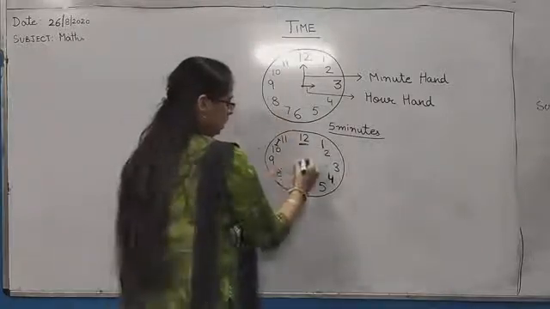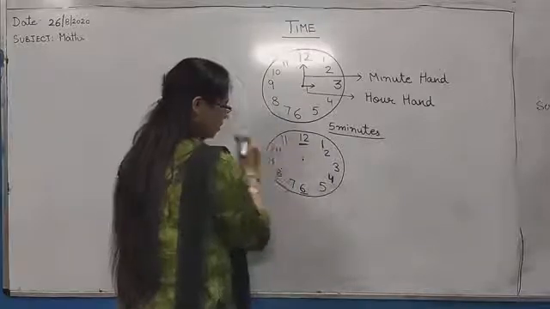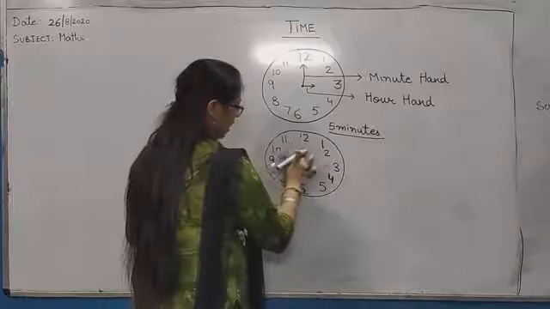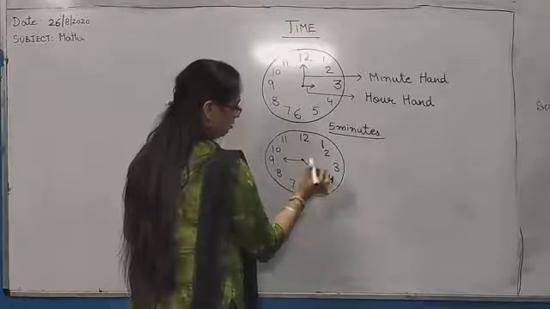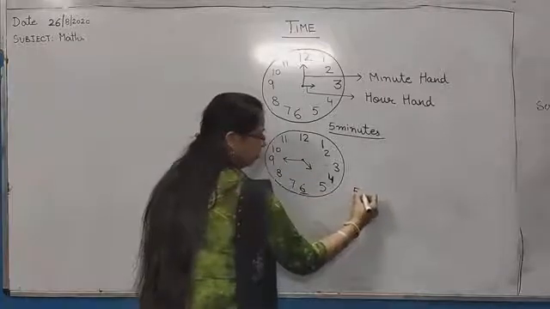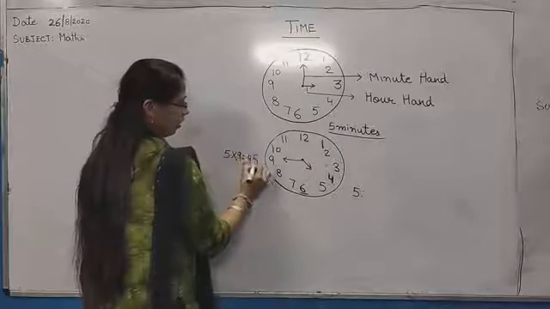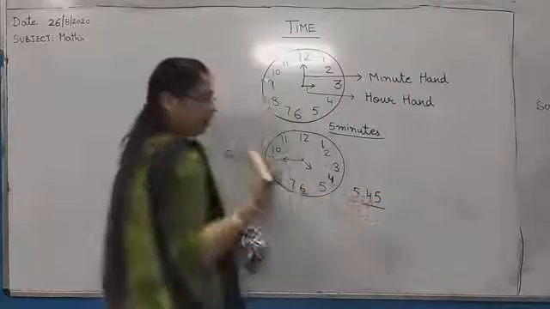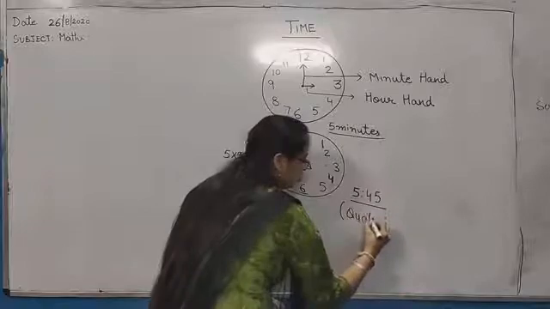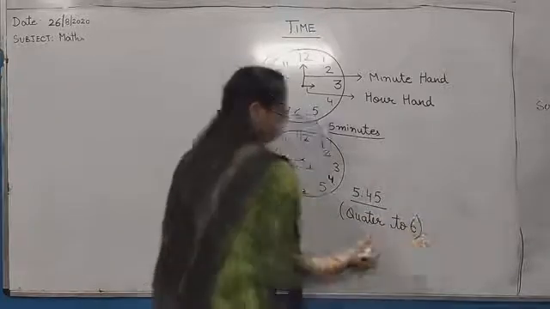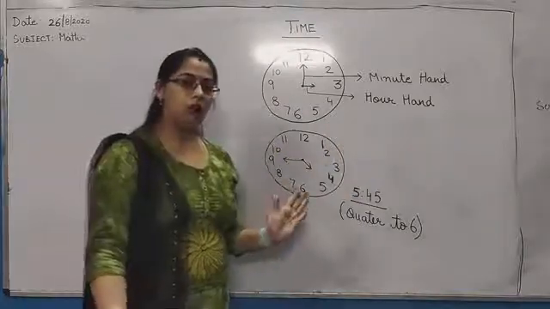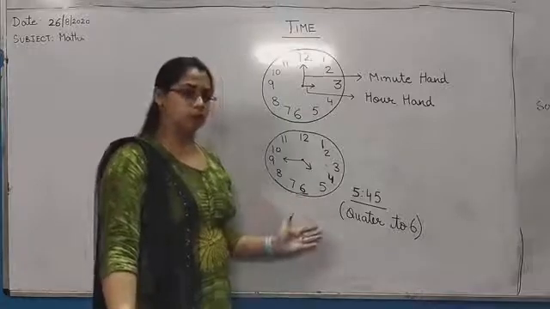If I take this, the minute hand is at position 9 and the hour hand is at, let's say, 5. What is the time? 5, and now the minute hand is at 9, 5 nines are 45. So it is 5:45 by the watch. 5:45, or it can also be said like it is quarter to 6. So this is the way how we can read the time on a simple wall clock. Thank you very much.